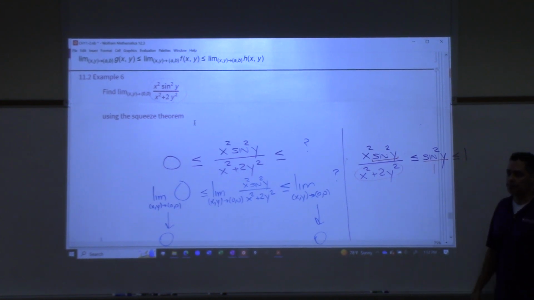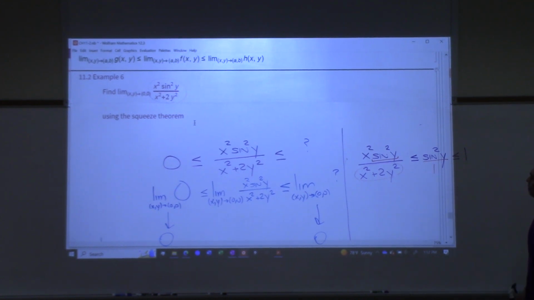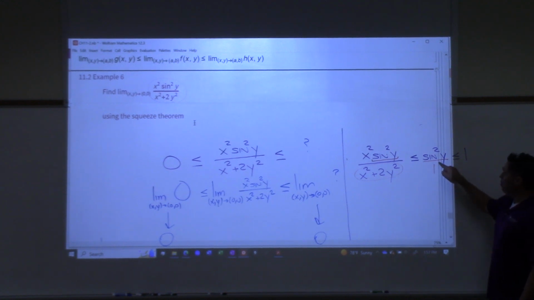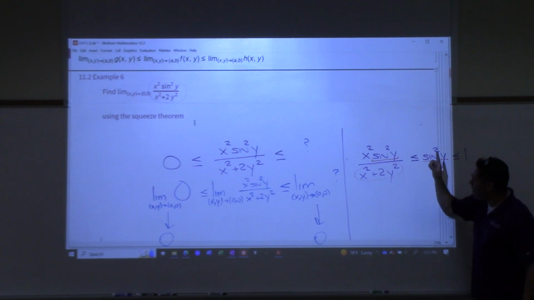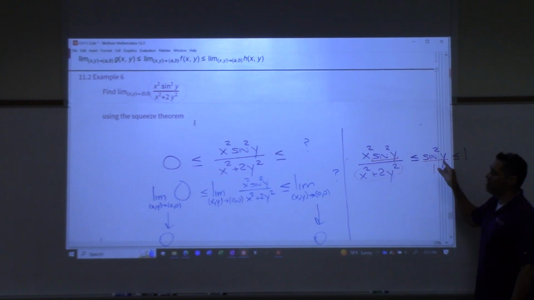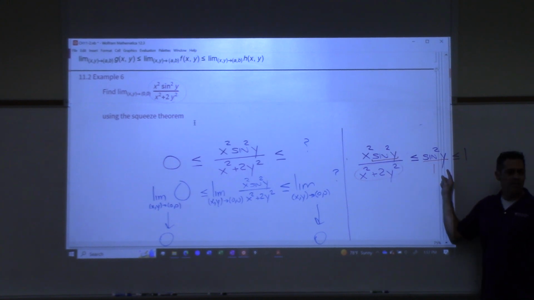Go ahead. The sine of 0 is 0, so 0 is what it is. Yeah, I agree that if you plug 0 in here, you're going to get 0, and that's going to go to 0. I agree with that, but I'm saying why can I write that this is smaller than that? Why is that a true statement, that this is smaller than this?